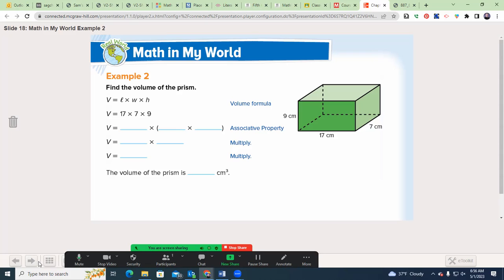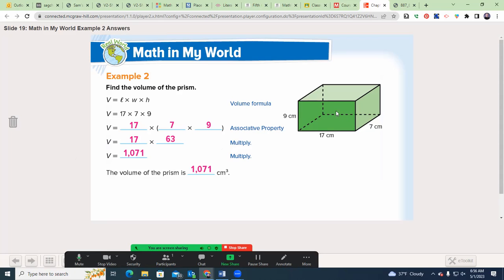And we have example nine, and we have the length times width times height. We've got the numbers in. And now they're going to give you a way to kind of group them together. And I'm going to bring it up here. So putting the 7 times 9 together, you get 63. So we can go 63 times 17.